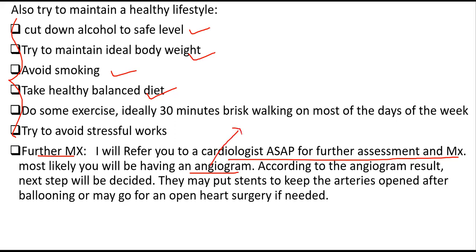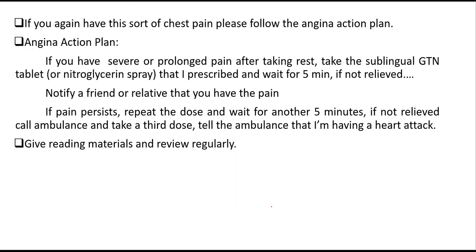So in angiogram, a flexible wire will be inserted into your coronary artery, and they will find out the level of your coronary artery blockage and how much blockage it is. And based on the angiogram result, the next step will be decided. If it is not severely blocked, or if not multiple arteries are blocked, they can just put a stent in the arteries to keep it open. Or if you have multiple severely blocked coronary arteries, they can even want to go for an open heart surgery. This will be discussed in detail by your specialist later on.